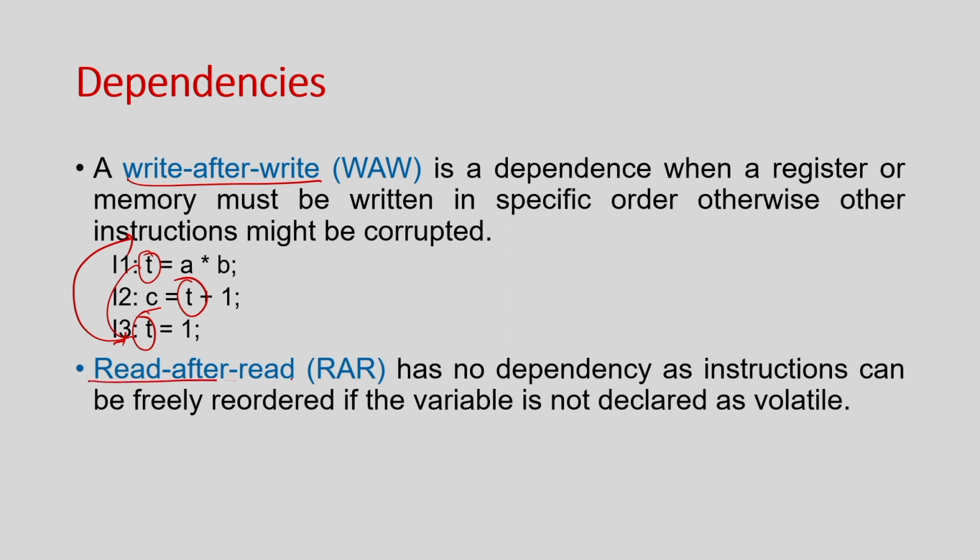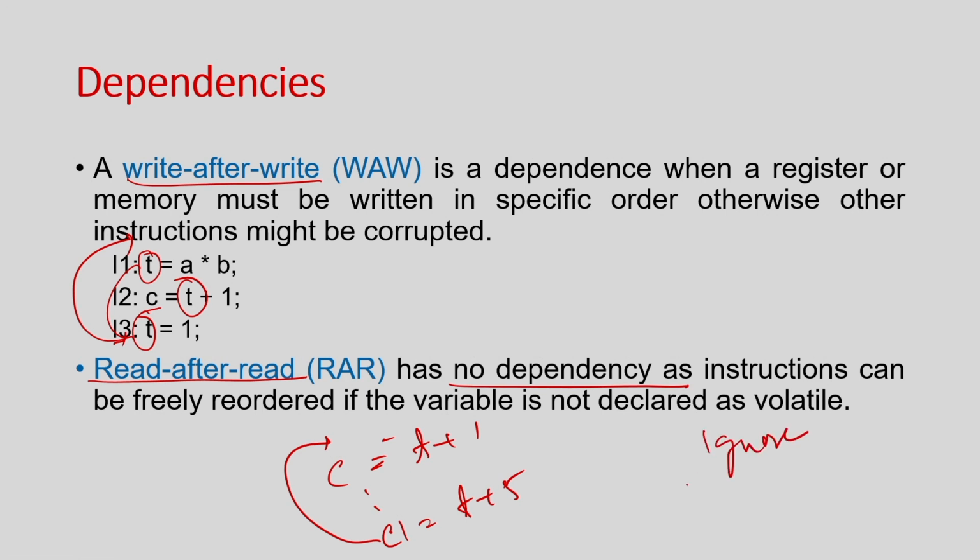And there is one more, read after read. That means you are reading say t, say t plus 1, and then again you are reading, C1 equal to t plus 5. Here it does not matter whether I read this first or this first, since the value of t remains the same. In which order I update C1 does not matter. So this is not a dependency and we can ignore it, but the other three are important and have to be obeyed during hardware implementation.